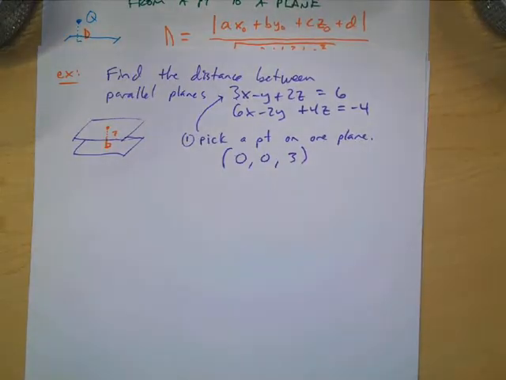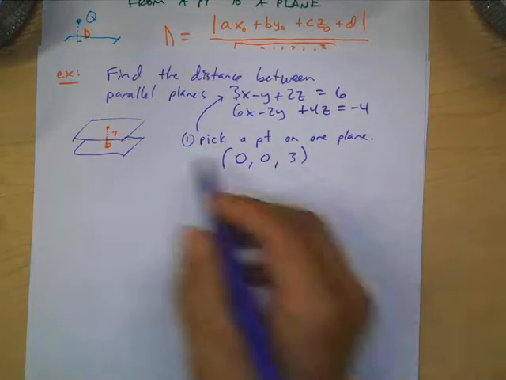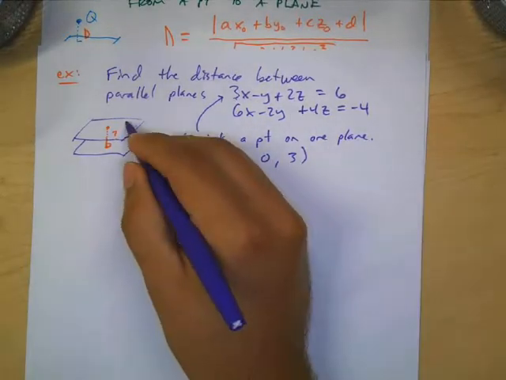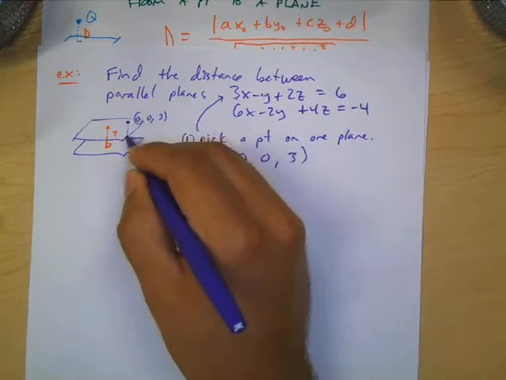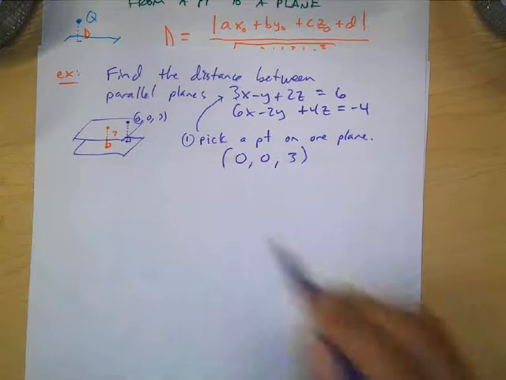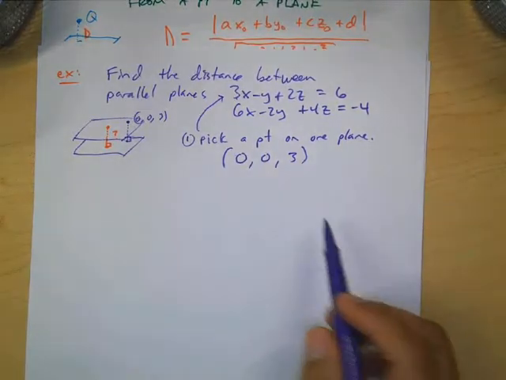But you can do whatever point you want. So now, really it is finding the distance. So let's say 0, 0, 3 is over here. We find this distance. It's going to be the same exact distance as Brandon was saying. Okay, so the calculation after that is the same.